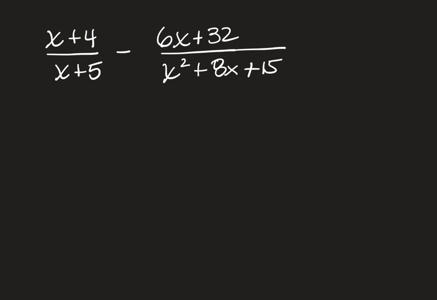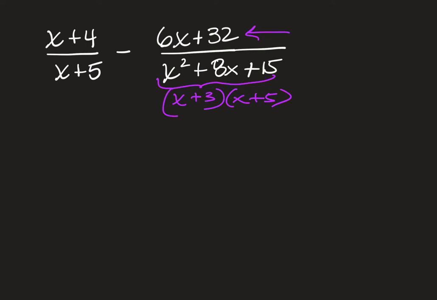The first thing I notice when I'm looking at this is that this second denominator right here can be factored. Okay, so that can be factored into x plus 3 times x plus 5. Now I do see that in the numerator up on the top here, I could factor out a 2, but I don't really need to. The denominators have to be factored so we can pick out the lowest common denominator, but the numerators won't need to be until possibly the very end.